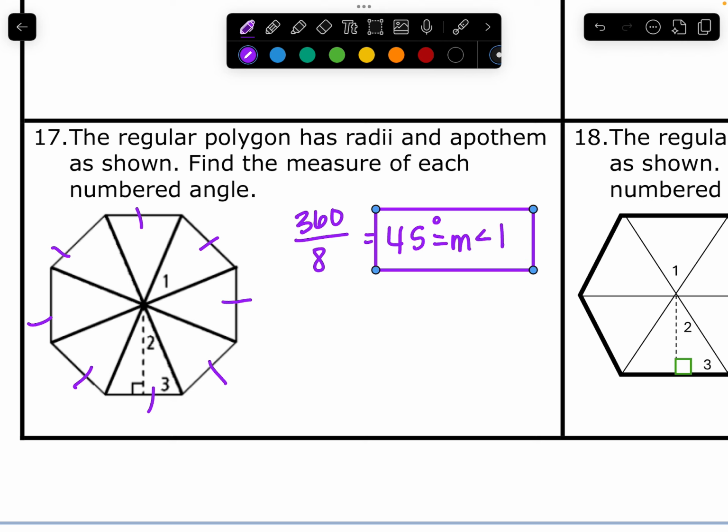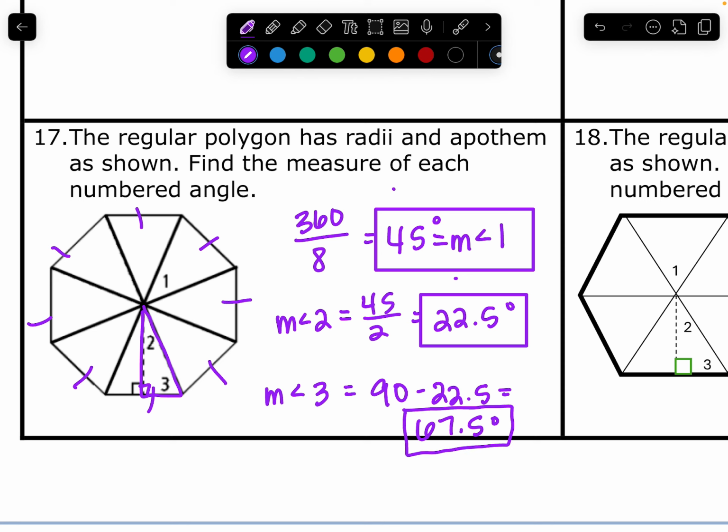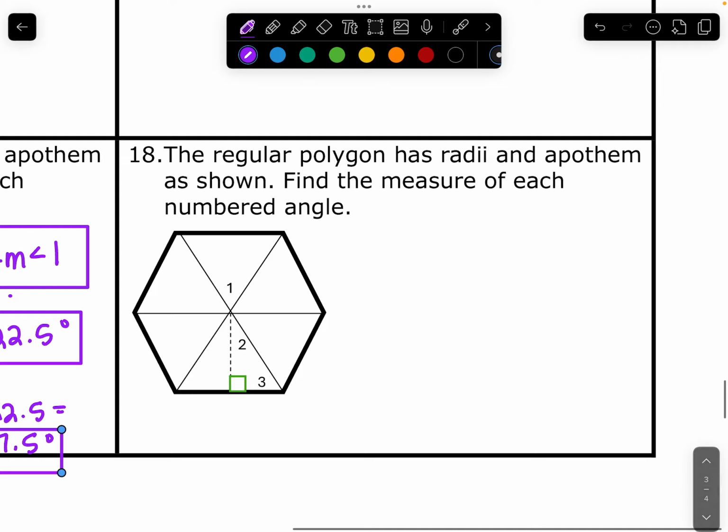Angle 2 is half of angle 1. So 45 divided by 2 gives us 22.5 degrees for angle 2. And then the measure of angle 3. I mean, there's different ways we could do it. I would say I would just take, this is 90. So for the measure of angle 3, I would do 90 minus 22.5, and that should give us 67.5 degrees. Go ahead and try number 18.